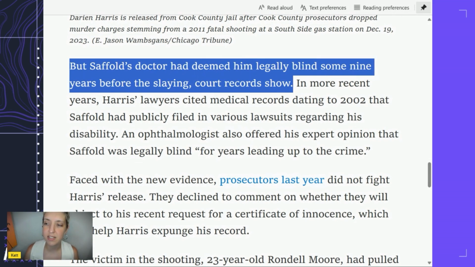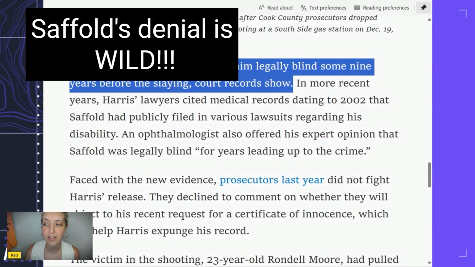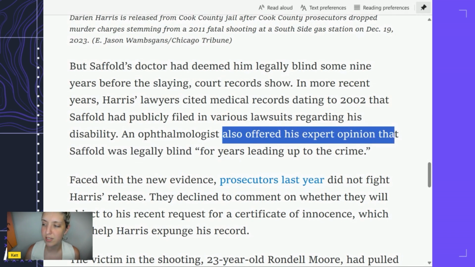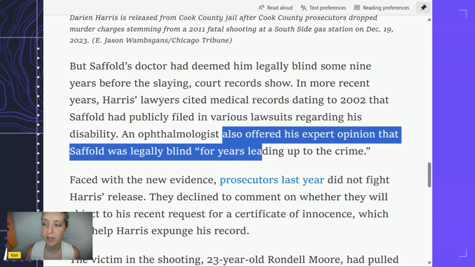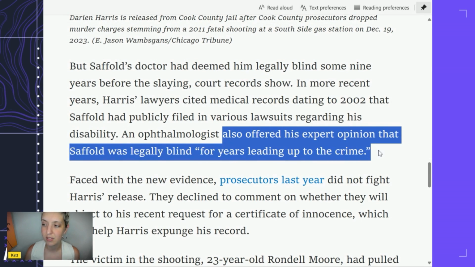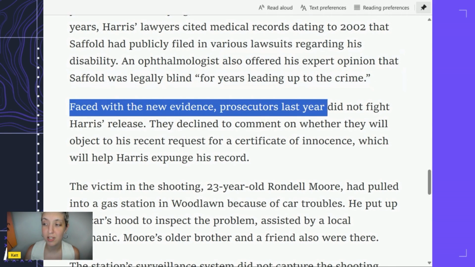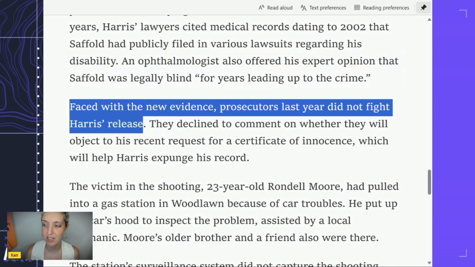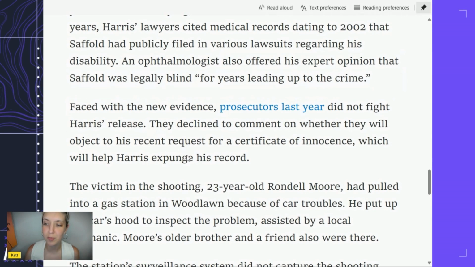In more recent years, Harris's lawyers cited medical records dating to 2002 that Saffold had publicly filed in various lawsuits regarding his disability. An ophthalmologist also offered his expert opinion that Saffold was legally blind for years leading up to the crime. So faced with the new evidence, prosecutors last year did not fight Harris's release. They declined to comment on whether they will object to his recent request for a certificate of innocence, which will help Harris expunge his record.